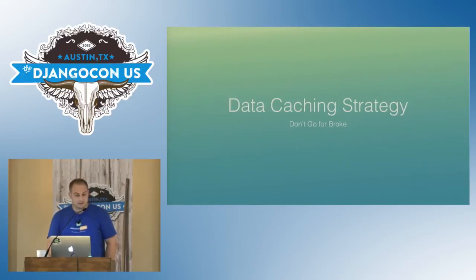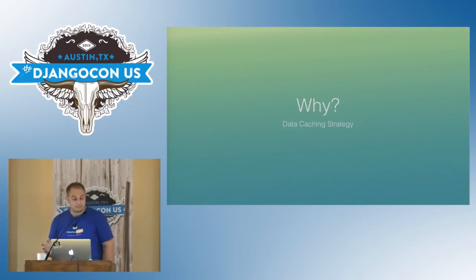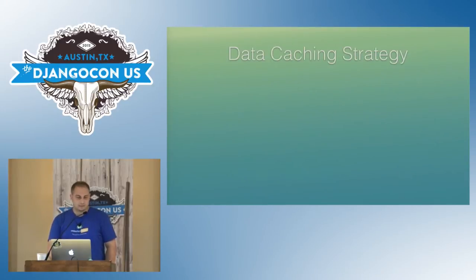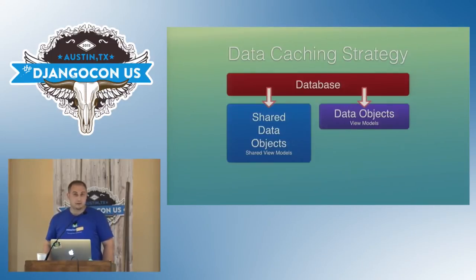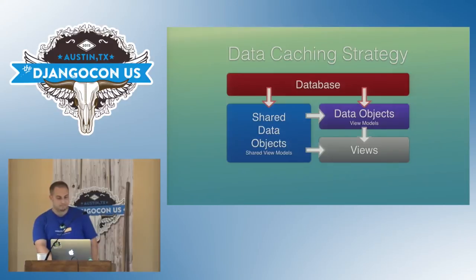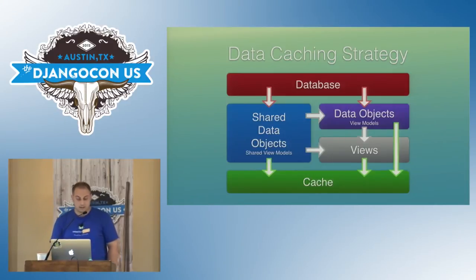So, data caching strategy. Why? Well, hitting the database is expensive. Cache is inexpensive, and not hitting the database multiple times for the same data is even better. So, for our data caching strategy, first we need a database. Our database populates our shared data objects and our data objects. And our data objects are also populated by our shared data objects. Our views are populated by our shared data objects and data objects. And finally, our shared data objects and views are stored in the cache.